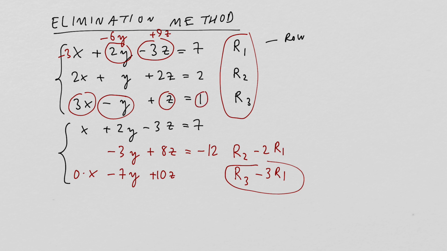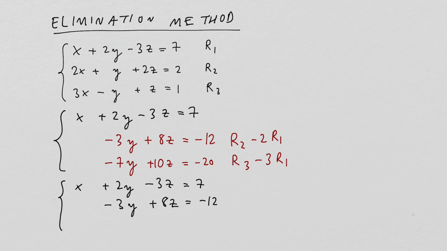Then we have 1 minus 21, which gives -20. Now we have obtained these modified rows 2 and 3. Maybe we can denote the modification by using a prime there.